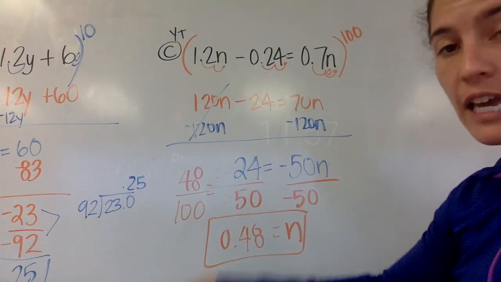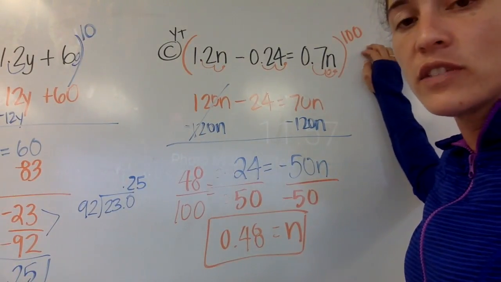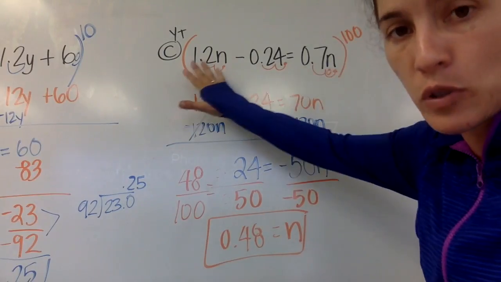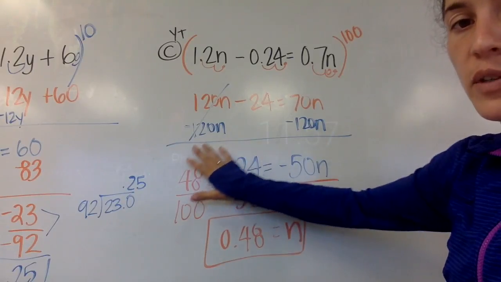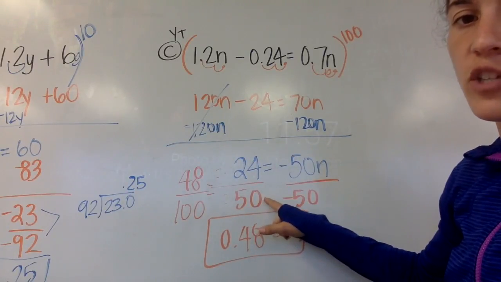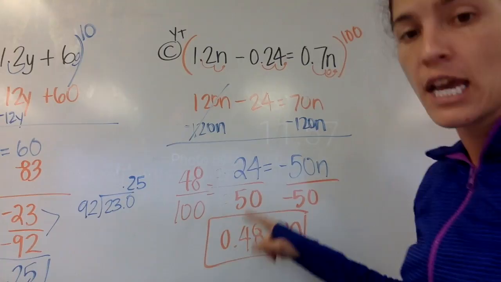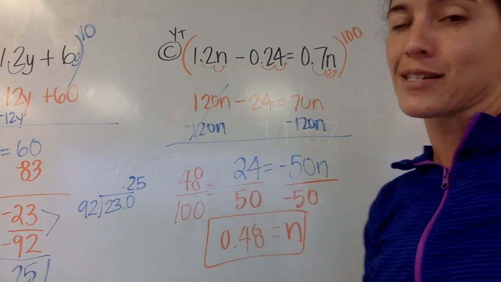Again, you multiplied by the power of 10 to clear your decimals. You solved it like a normal solving equations with variables on both sides, and at the very end, we converted our fraction back to a decimal. So we'll practice more of this later.